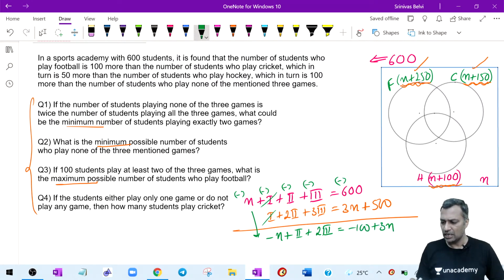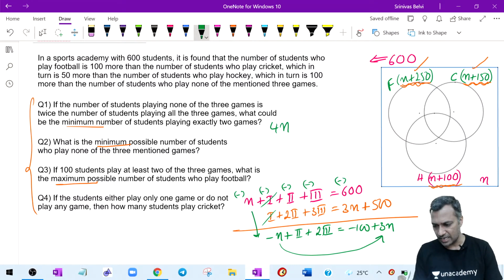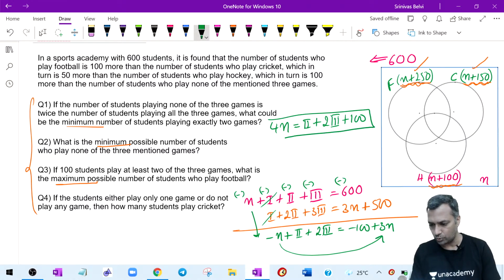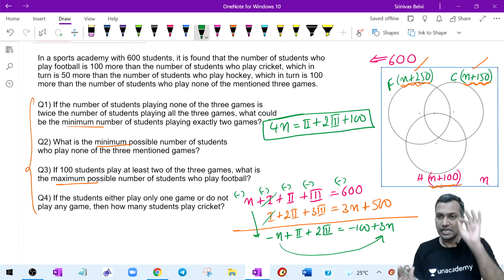Okay, establish a support. Write it a little properly. Take this N to this side, and bring some numbers to the other side. Therefore, your support is 4N, which is also equal to 1 time of region 2 plus 2 times of region 3 plus 100 plus 100. This is my support. I end up at this particular support. Now using this support, I have to work on these particular questions. Okay, is the support clear?